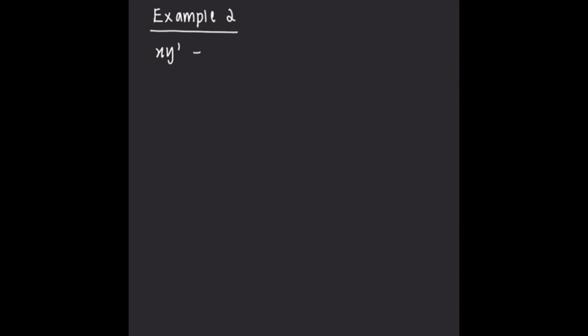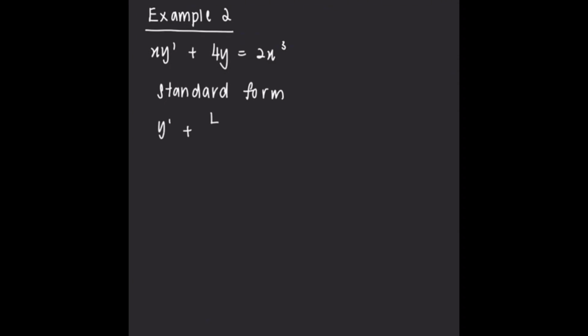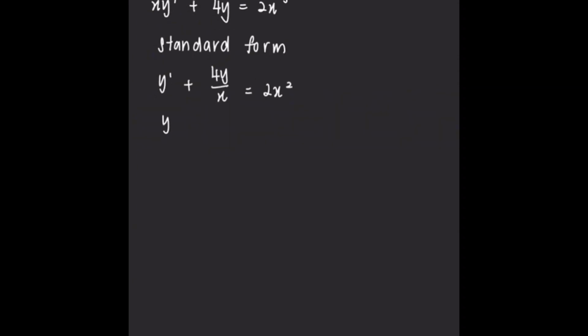Now let us do another example. The question is xy prime plus 4y equal to 2x cubed. Since it is not in standard form, we need to divide each term in the equation by x. So it will become y prime plus 4y over x equal to 2x squared. Now it becomes standard form, and we know that p(x) equals 4 over x and q(x) will become 2x squared.